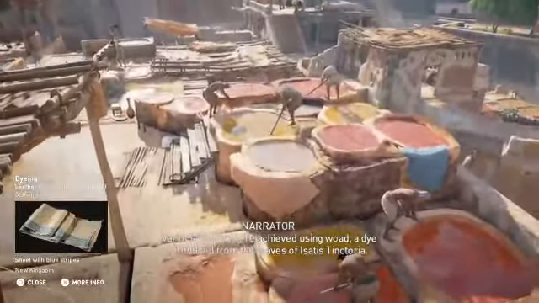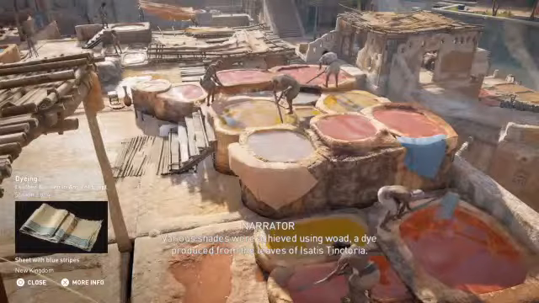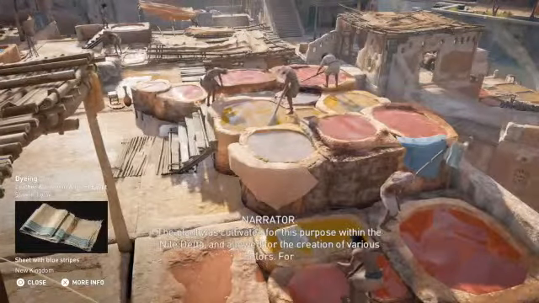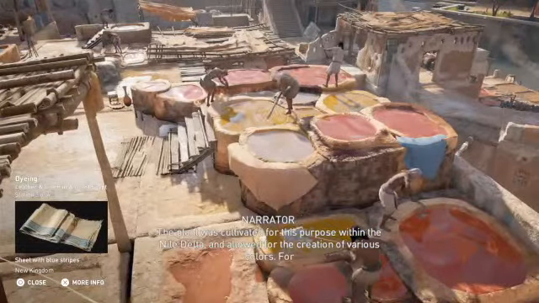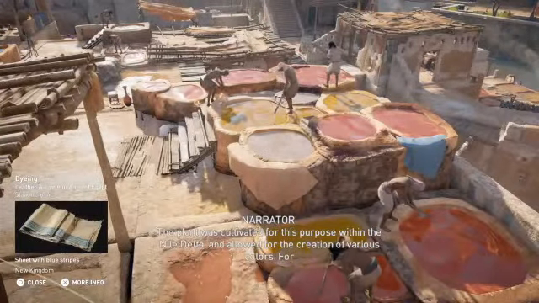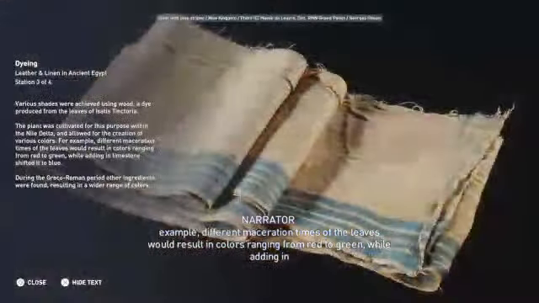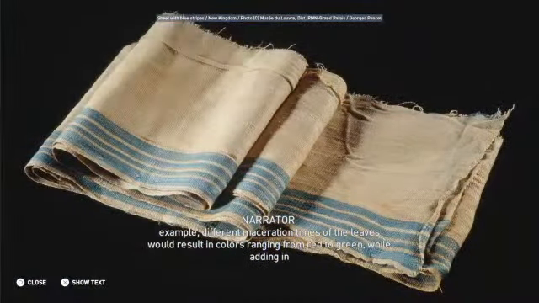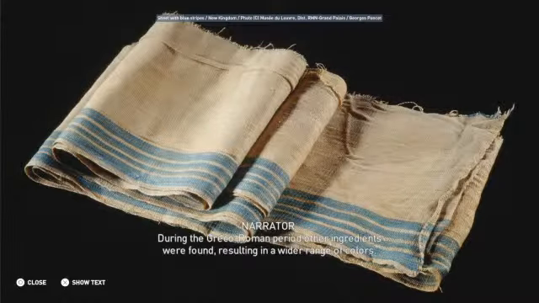Various shades were achieved using woad, a dye produced from the leaves of Isatis tinctoria. The plant was cultivated for this purpose within the Nile Delta and allowed for the creation of various colors. For example, different maceration times of the leaves would result in colors ranging from red to green, while adding in limestone shifted it to blue. During the Greco-Roman period, other ingredients were found, resulting in a wider range of colors.